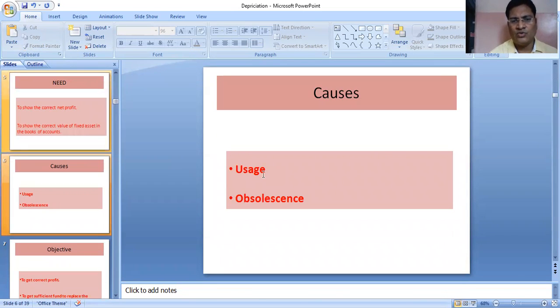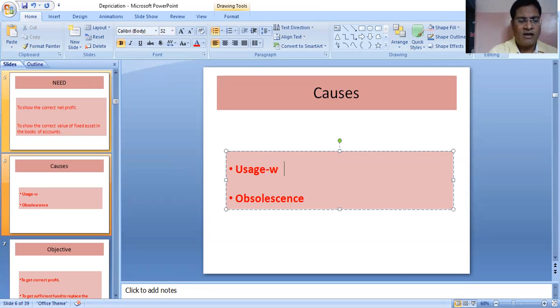Then there are the causes. Why is depreciation caused? Because we use it. Efflux of time, usage, wear and tear take place. And because of this wear and tear, we have to charge depreciation, to overcome this wear and tear.